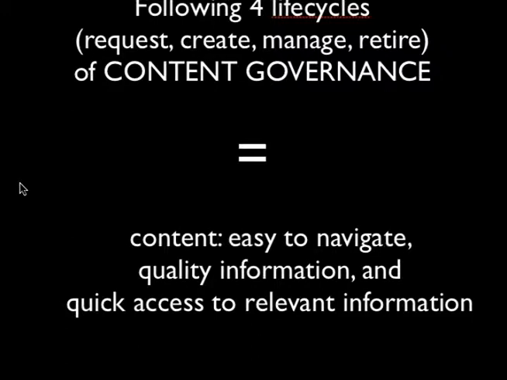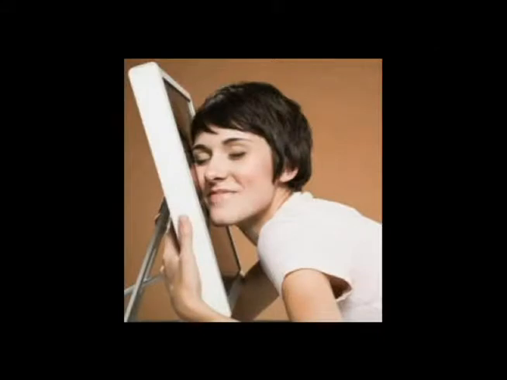So following these 4 life cycles of making the request of the information, creating it and managing it, and then retiring it will help us overall follow a content governance, and that will make our website easy to navigate, have good information, and make it easy for people to find what they're actually looking for. And that creates a happy user and a happy inputter on the other side.